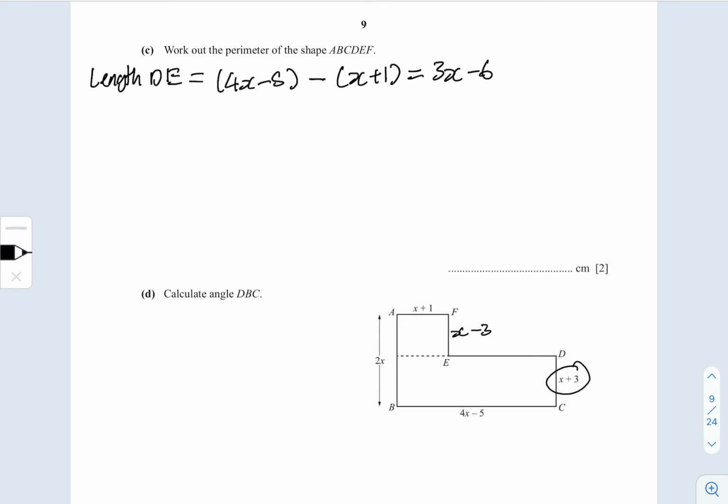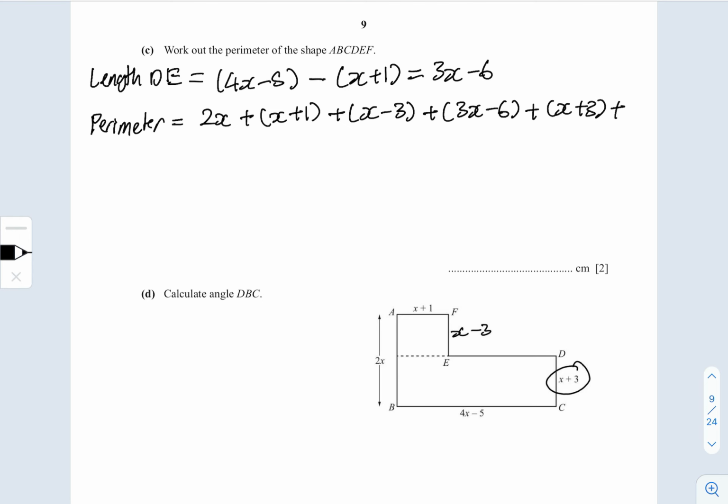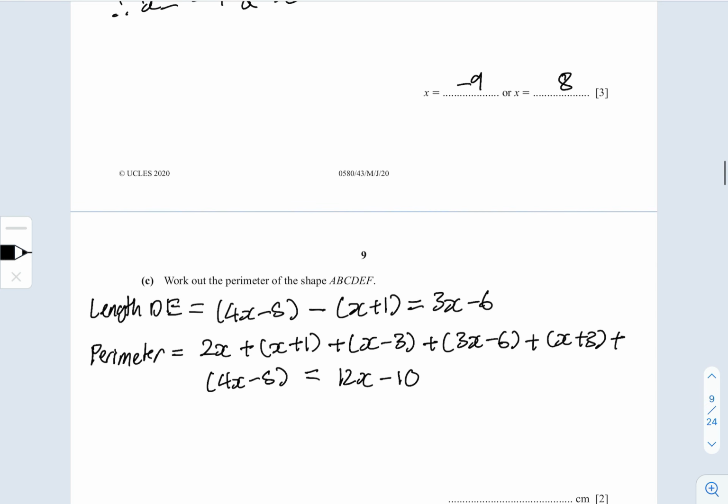Now that you have all the lengths of these two rectangles, you can add them up together. Therefore, perimeter equals 2x plus x plus 1 plus x minus 3 plus 3x minus 6 plus x plus 3 plus 4x minus 5. This will give you, if you add them all together, 12x minus 10.